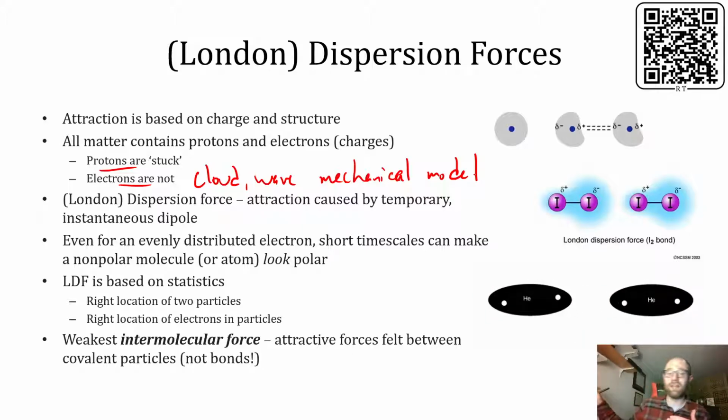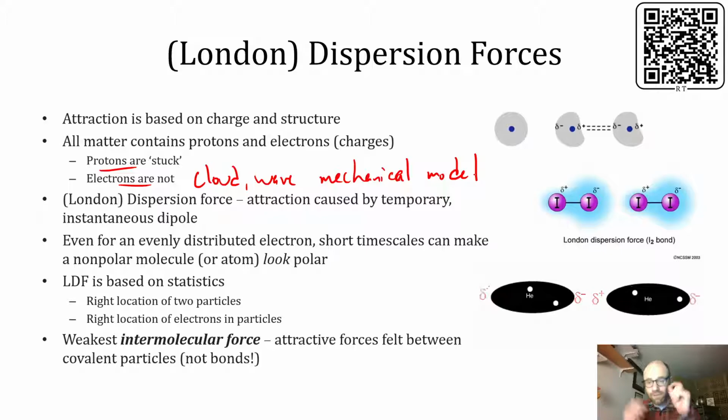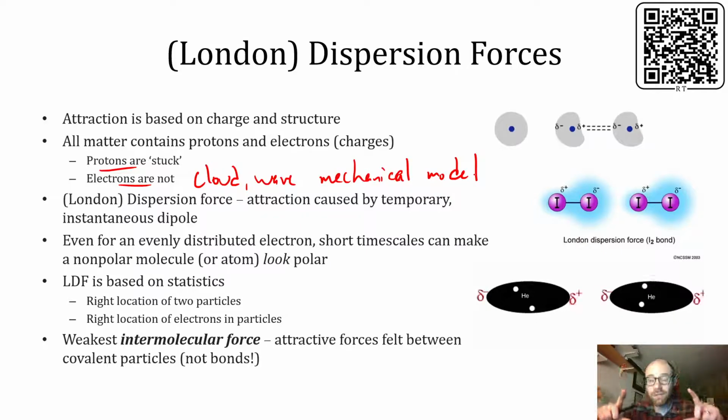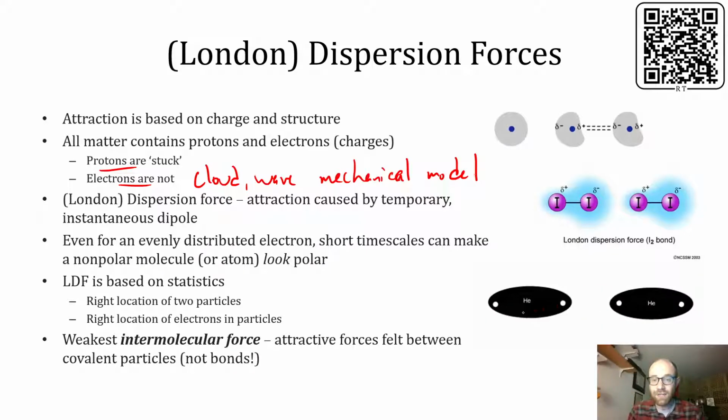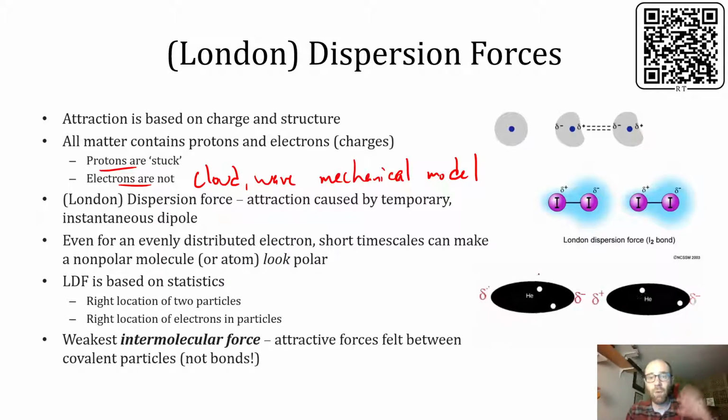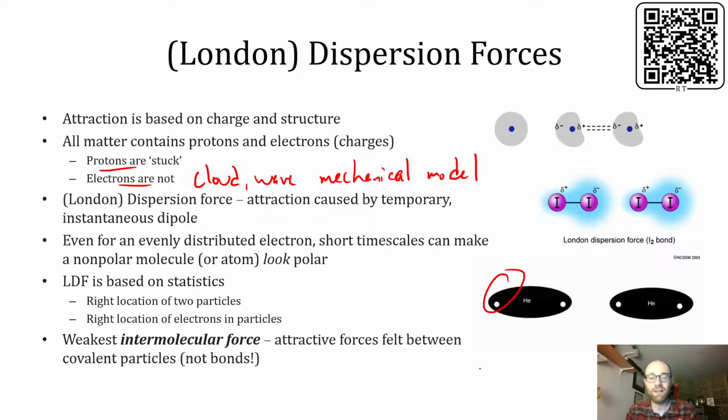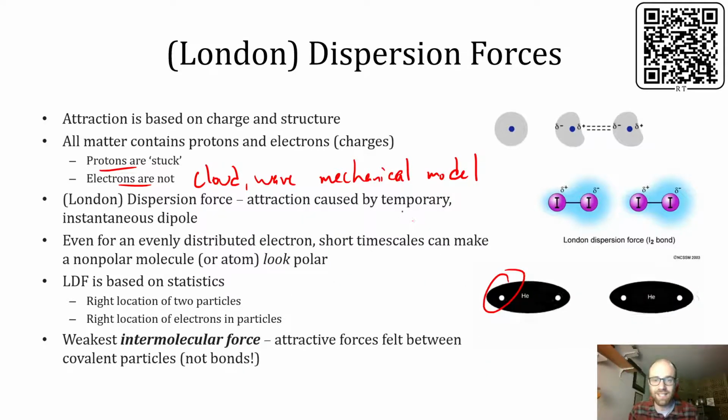Over time, it's evenly distributed. But if you ever stood still and took a quick picture and paused the animation, you would see that at any one given time, there's a chance for all of the electrons to be on the left side of a particle. It's a chance. It's based on statistics. It's temporary.